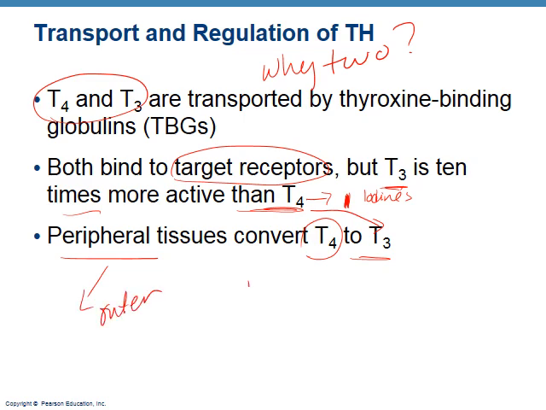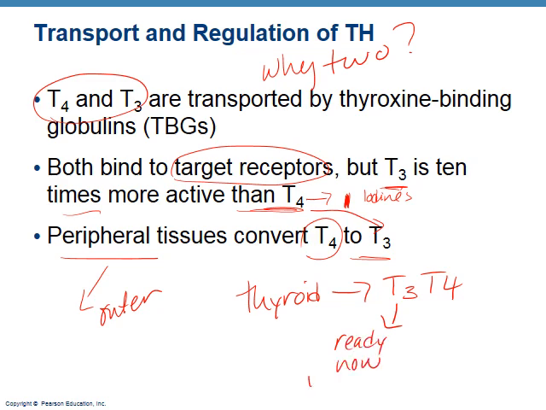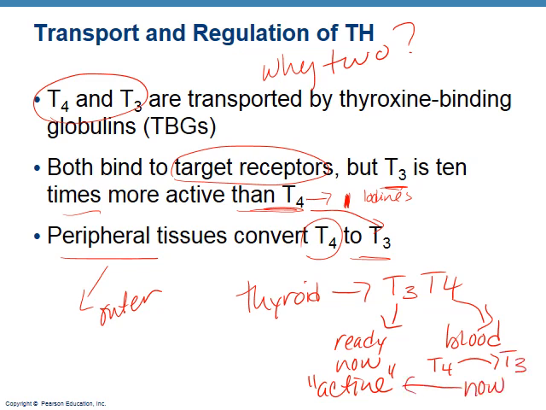So what we're saying is once you make T3 and T4, it's released from the thyroid. This is ready now. It's active. This T4 can travel in your bloodstream, and all we have to do is turn it into T3, and now it becomes active. So you have some hormone that you can use right now, and you have some that'll be converted once it gets to the outer tissue or the peripheral tissue, like your arms and your legs.